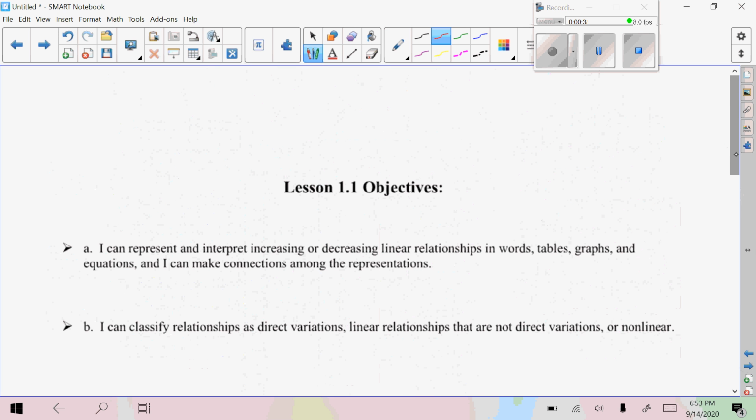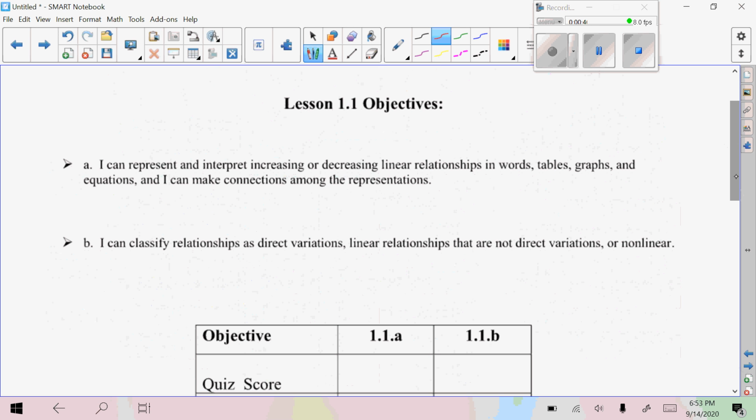You're always going to want to have this booklet with you when you're doing these lessons. At the beginning of each booklet, we're going to have our objectives, which are the state standards, which basically are algebra standards. You can see today that we're going to learn how to represent and interpret increasing or decreasing linear relationships in words, tables, graphs, and equations. We're actually going to spend a couple days on that one.